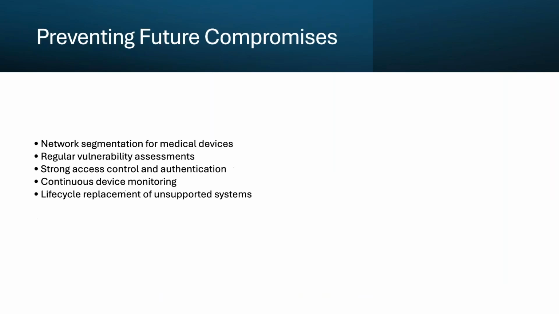Preventing future compromises. Now let's talk about how we're working to prevent these compromises from happening in the first place. Prevention is always better than response. We implement network segmentation for medical devices. This means our medical devices operate on separate, isolated network segments from our general IT systems. Think of it like having different neighborhoods. If one area has an issue, it doesn't automatically spread to others. This containment strategy is one of our strongest defenses.